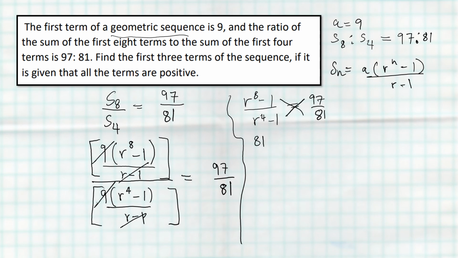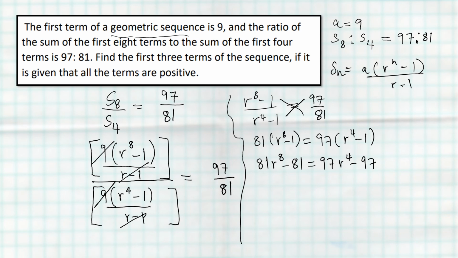So 81 will multiply with R exponent 8 minus 1. Then 97 will multiply with R exponent 4 minus 1. So it will be 81 R exponent 8 minus 81, and that side will be 97 R exponent 4 minus 97. Then we can just simply take this to the other side. They will change their sign to be 81 R exponent 8 minus 81 minus 97 R exponent 4 plus 97. Then we'll be left with 0 that side.